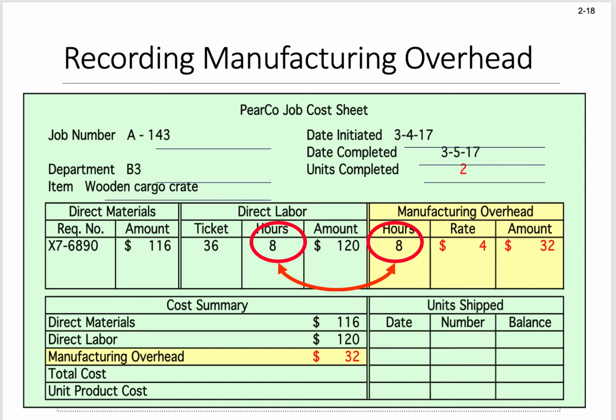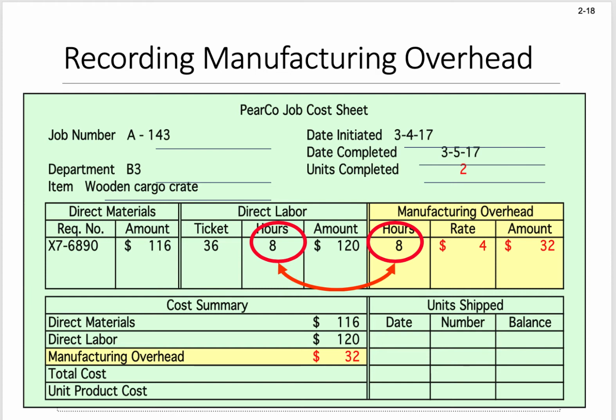When we're calculating the predetermined overhead rate, we use estimates. When we are applying the predetermined overhead rate, we use the actual allocation base incurred. So we already got a predetermined overhead rate of $4. We need to allocate manufacturing overhead to job A-143 based on direct labor hours. This job actually incurred 8 direct labor hours, so we take the actual direct labor hours of 8, multiply it by the predetermined overhead rate of 4, we get $32.